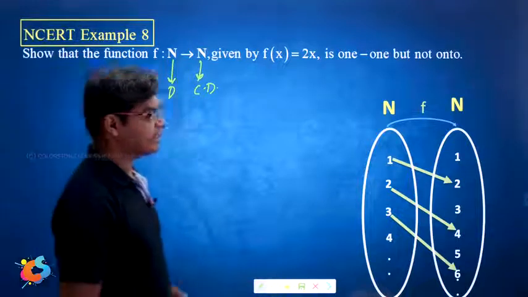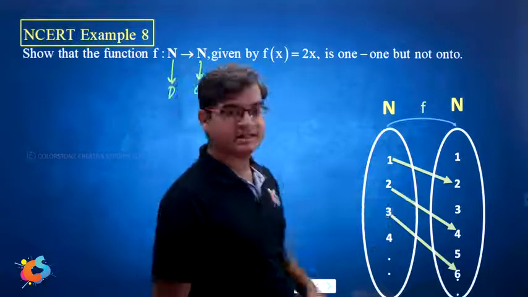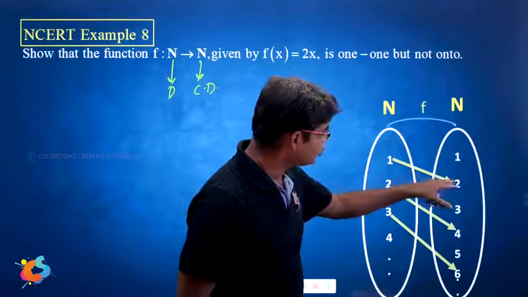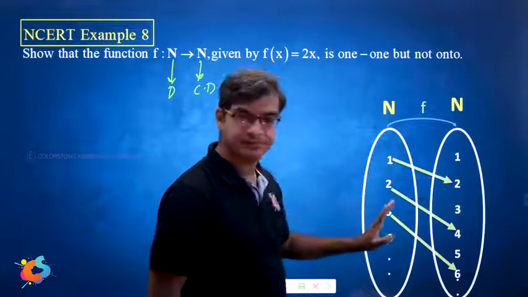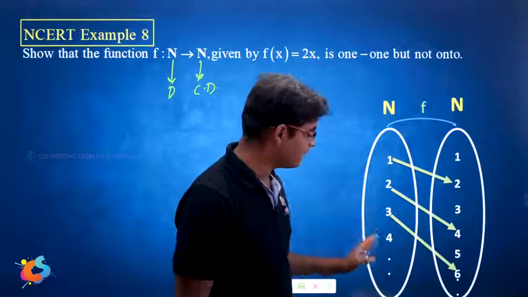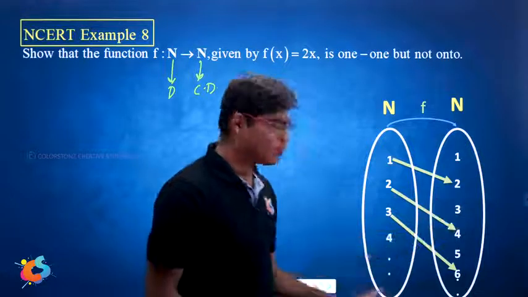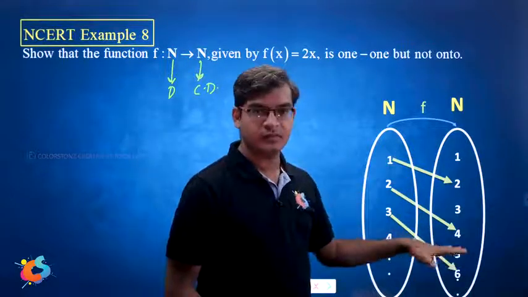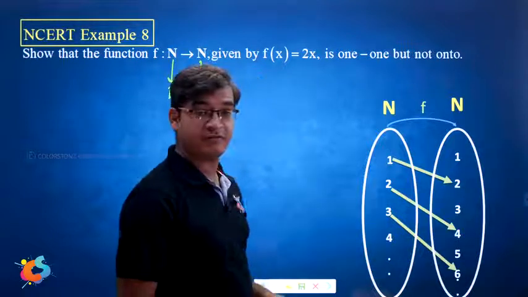So is this a 1-1 function? Just by seeing this, is this a 1-1 function? Yes. Why? Because this 2 is not shared by anything else, right? 2 has its image 4, 3 has its image 6, 4 will have its image 8 and so on like that. So nowhere there is any sharing here, right? So therefore, this will be a 1-1 function.